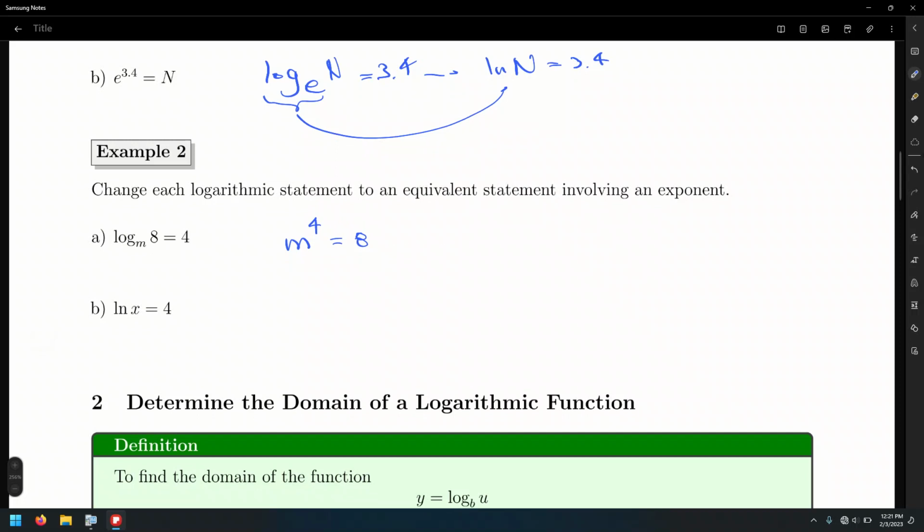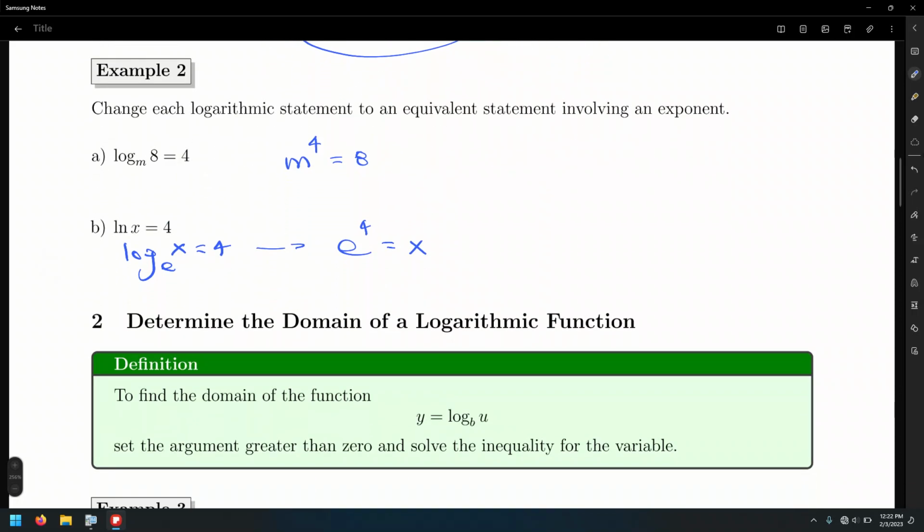Letter B, ln of x equals 4. Well, it would be great, at least for now, log base e of x equals 4. So now we're going to write, I think the subscript gives us an idea of what the exponent is, e to the power 4 equals x. And this is how we go back and forth between exponentials and logarithms for the same expression, two equivalent expressions.